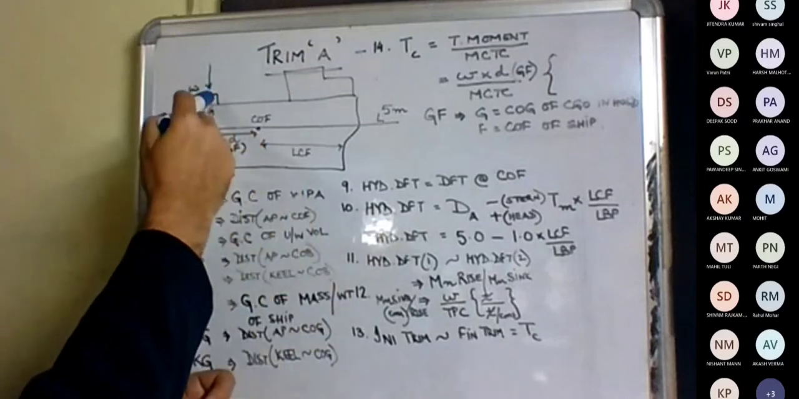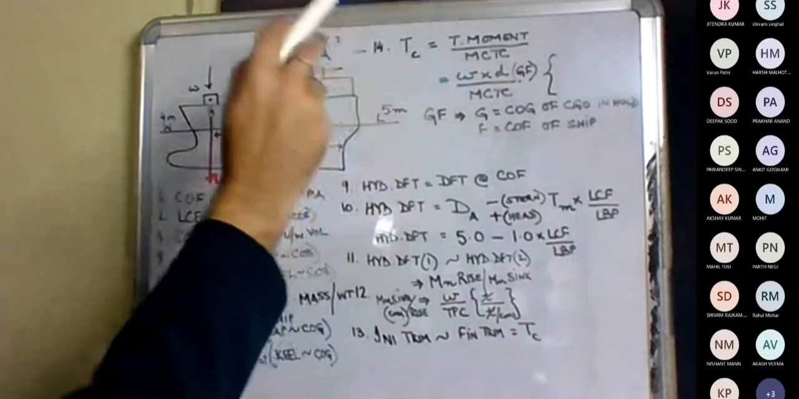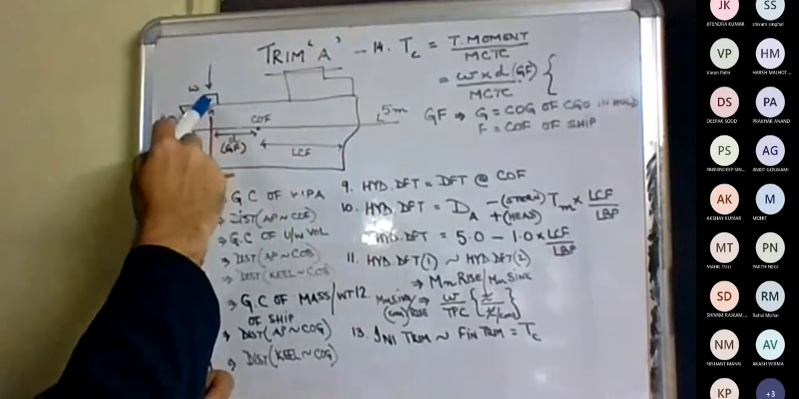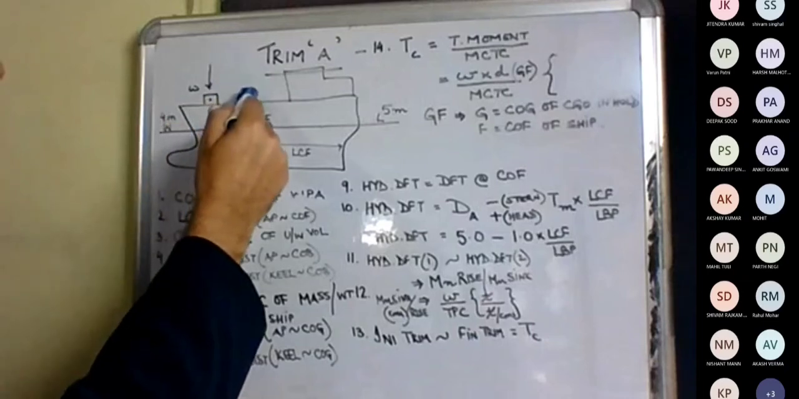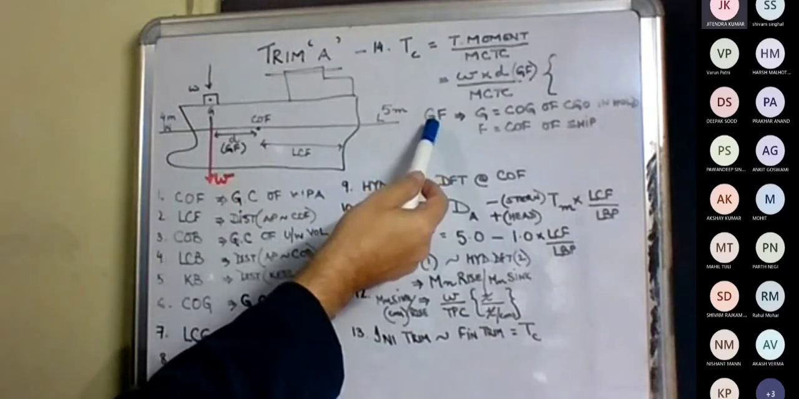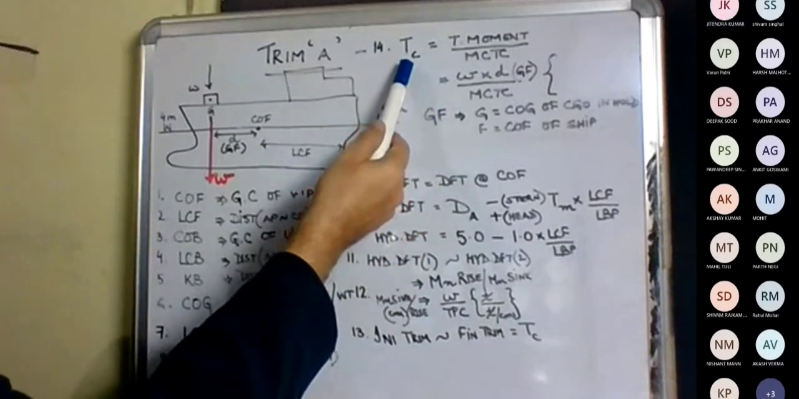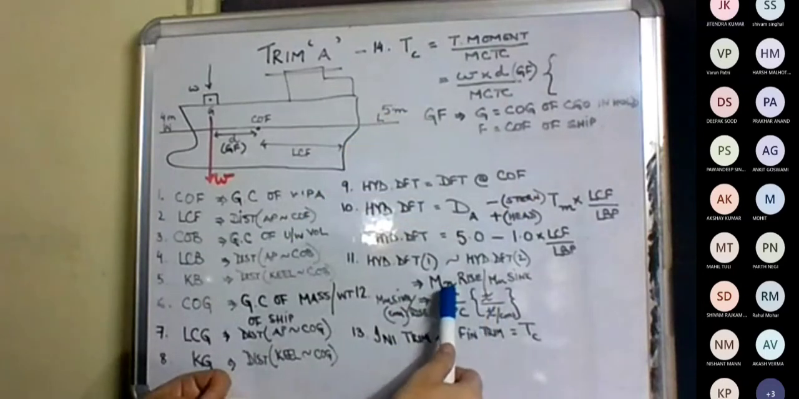Let this weight be anywhere. Even if it is somewhere aft, the formula will remain the same. Sir, there is one question. If the weight is put on top of the center of rotation, then GF will be 0. Then TC will be 0. There will only be a mean rise or a mean sinkage.